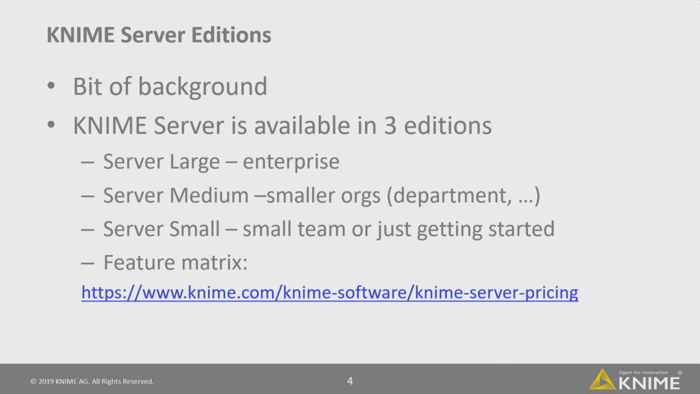If you want to get more information about the feature matrix, it's actually online at knime.com. It shows all the editions and all the features that are there, and which ones are in which one.